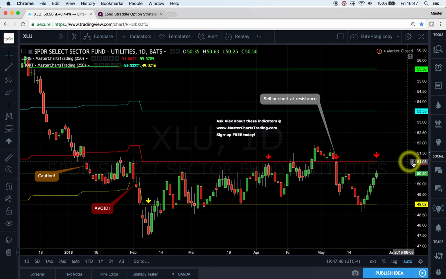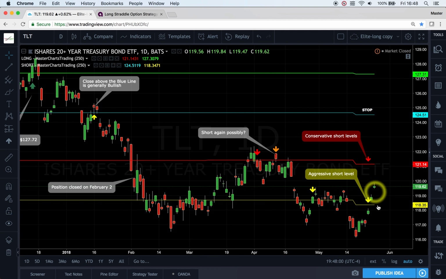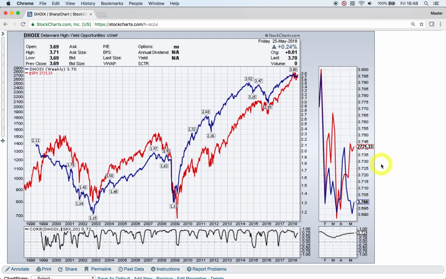So I think if I was trading it, I would potentially short it around 51 bucks, maybe with put options, if you so desire. This to me still looks like a bearish chart, and here would be a decent place to short around 51. It will depend on the bonds. If TLT bonds continue higher, I think utilities will continue higher. But for TLT, I would look for a conservative short level here at 121 basically. So yeah, you can also play it with put options as well.